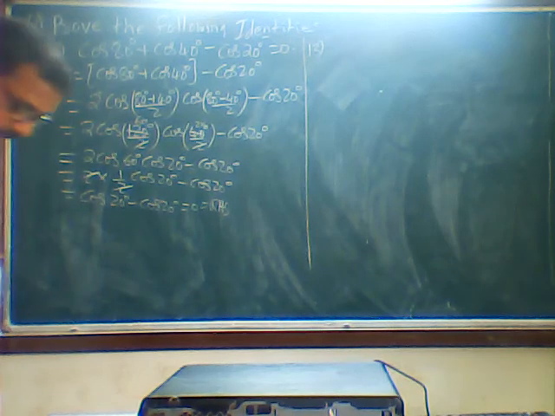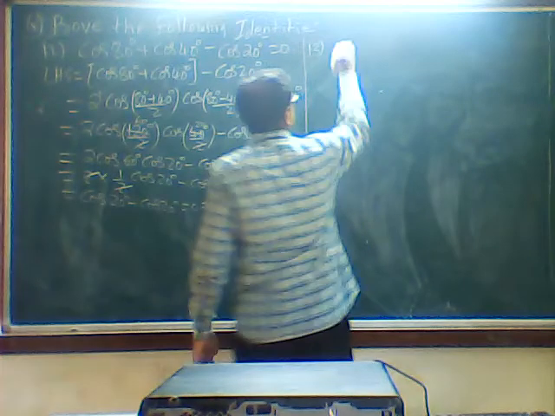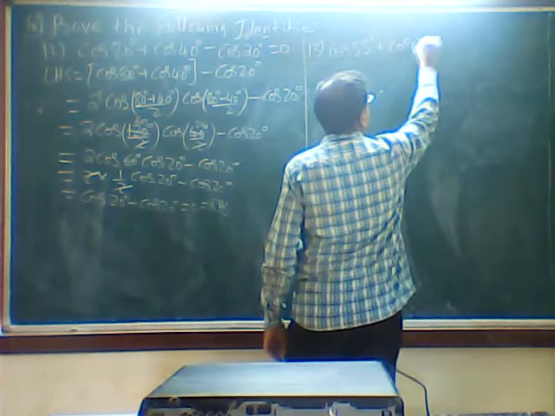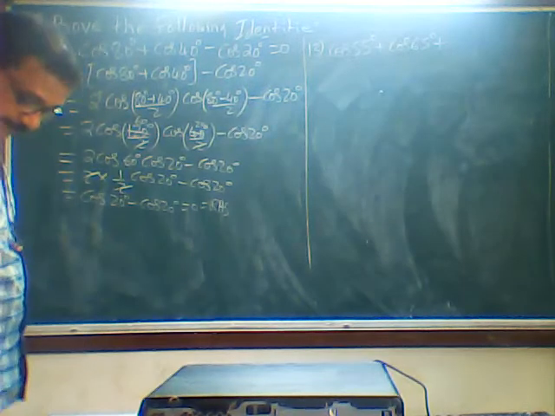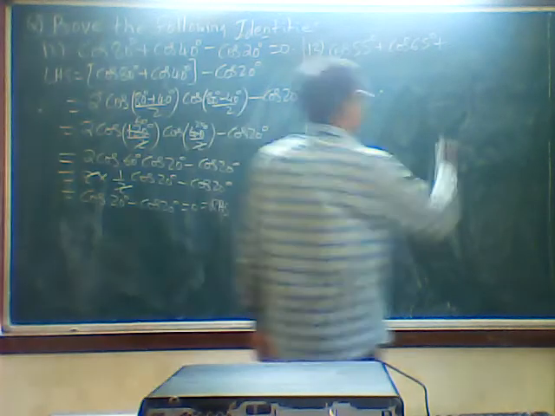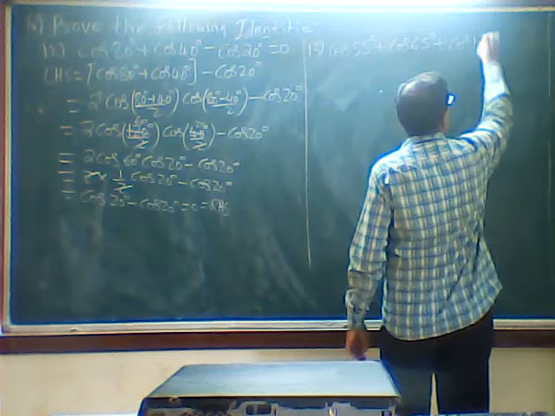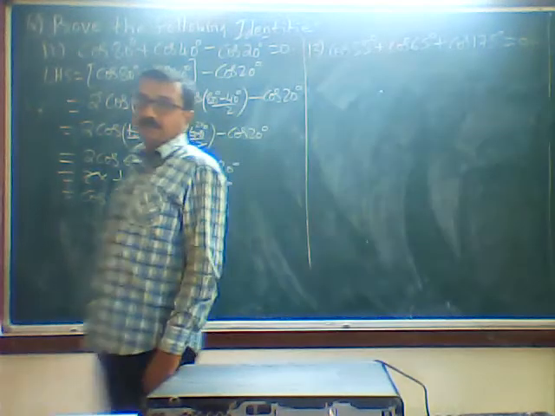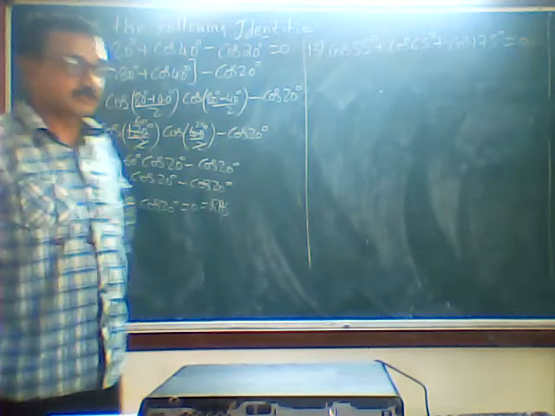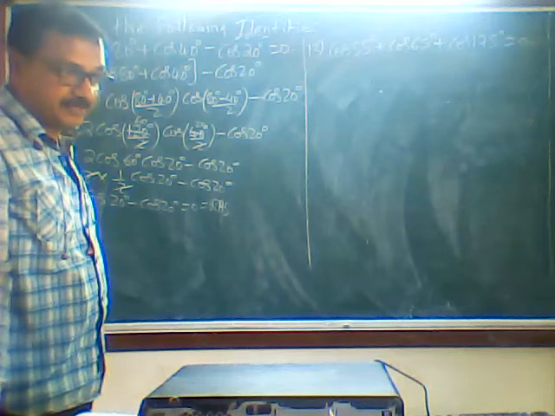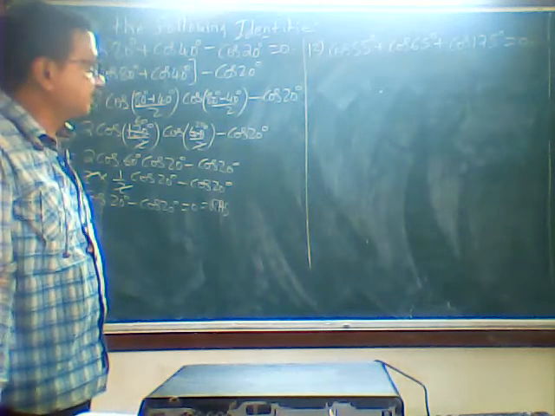Next, cos 55 degree plus cos 65 degree plus cos 175 degree is equal to, again the answer is 0. Again we have to make a selection of C and D. The first one is cos 55 degree plus cos 65 degree plus cos 175 degree.